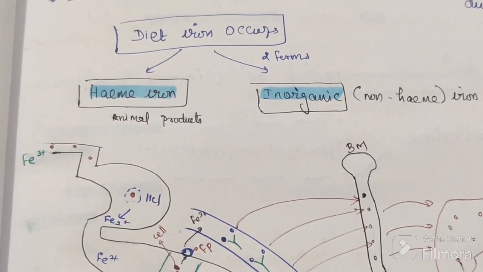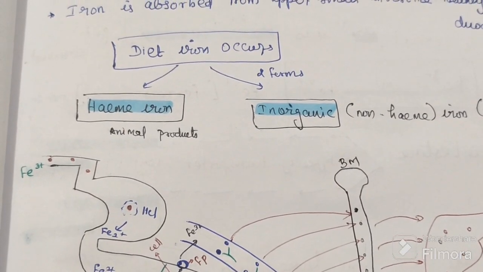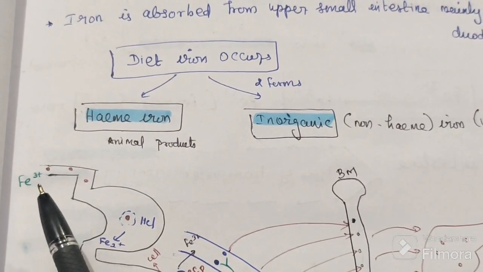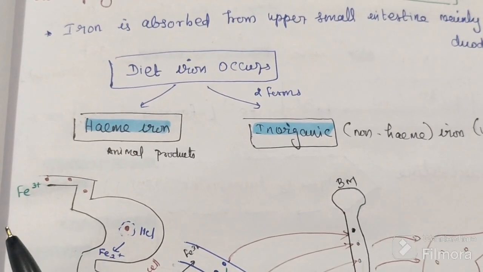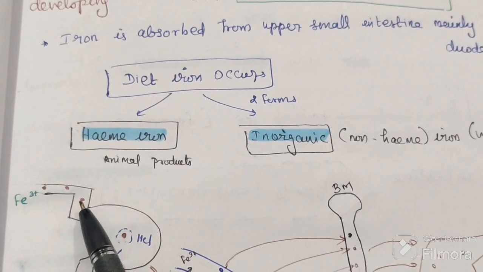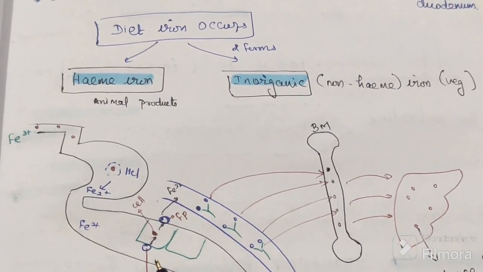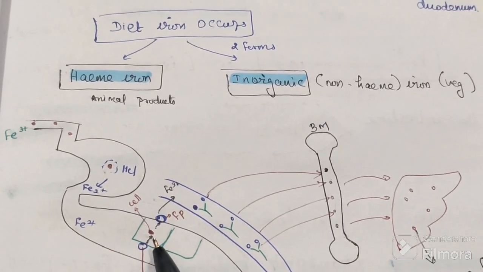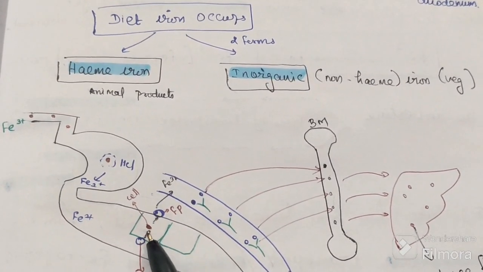Whenever we take iron in the diet, whether heme or non-heme, it is in the ferric form, that is Fe3 positive. Food goes from the mouth to the esophagus, then the stomach, then the intestine. In the intestine, there are cells that will absorb this iron.